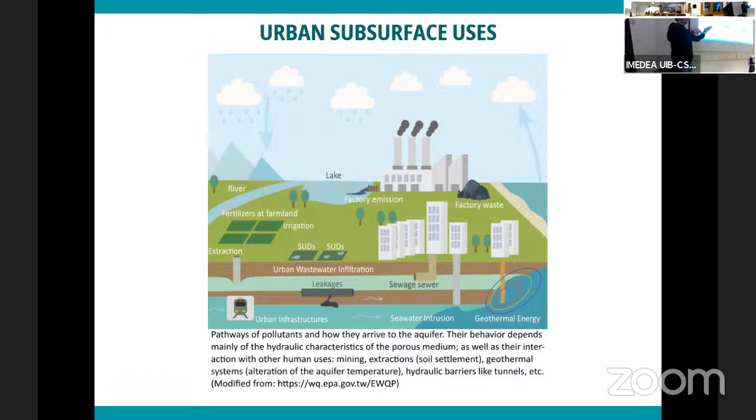Let's say some subsidence of the land that may produce cracks in buildings and reduce the porosity of the porous media, which at the same time reduces the groundwater flow. Another problem is urban infrastructures like tunnels, which act as a barrier to the natural water flow that goes to the discharge areas. These discharge areas are water bodies like lakes, the sea, or the ocean.